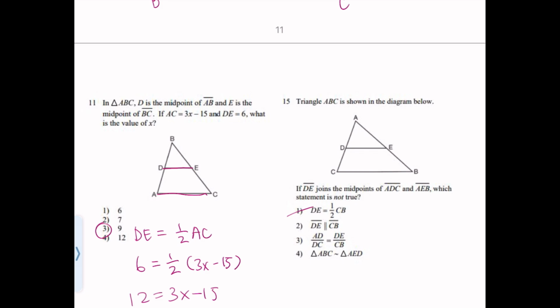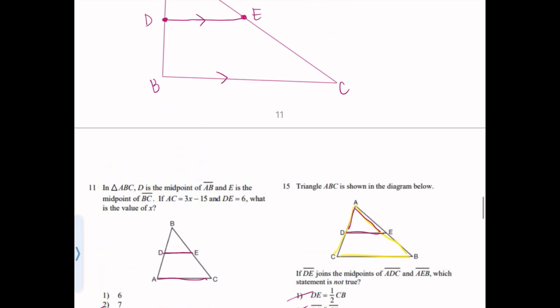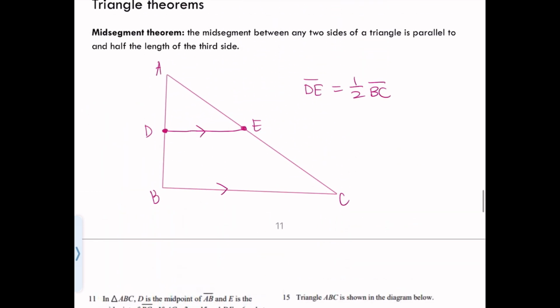Number 2 says DE is parallel to CB, which is also true according to the theorem. Number 4 says triangle ABC is similar to triangle ADE. So this big triangle is similar to this triangle, which is true because, let's go back to our old diagram.